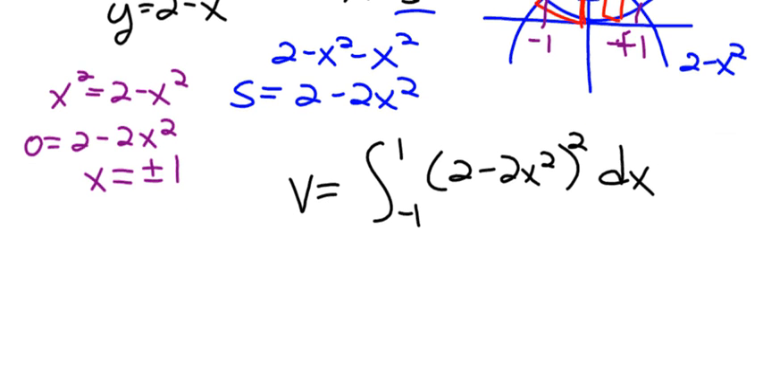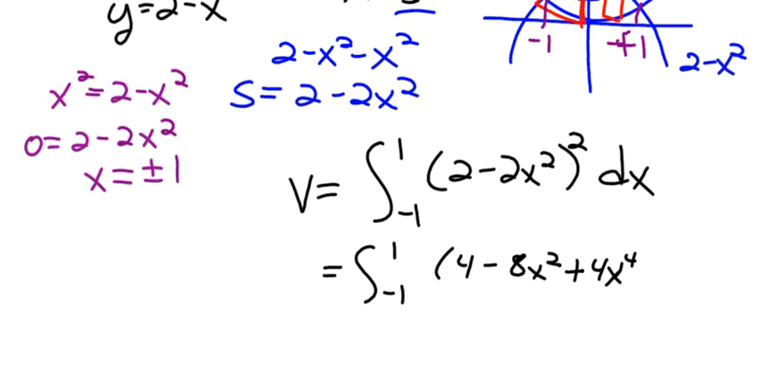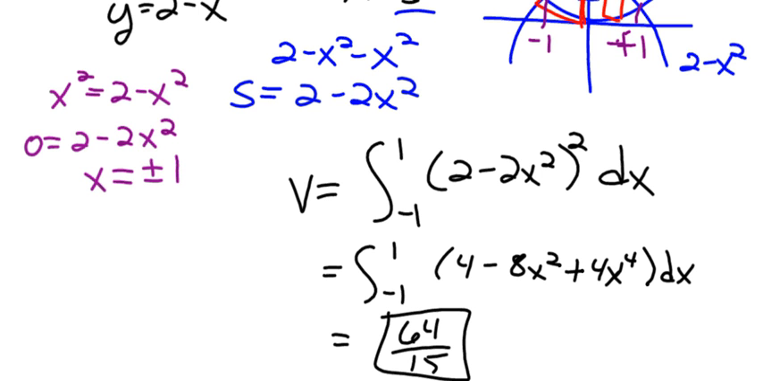You know with this squared, if you're doing it by hand, you want to expand it out so that I really have 4 minus 8x squared plus 4x to the fourth dx. Finding my antiderivative and evaluating it at my bounds, I should get 64/15. So we know how to do our antiderivatives and evaluating using fundamental theorem of calculus part 2. So we get the volume of this mathematician's paperweight.